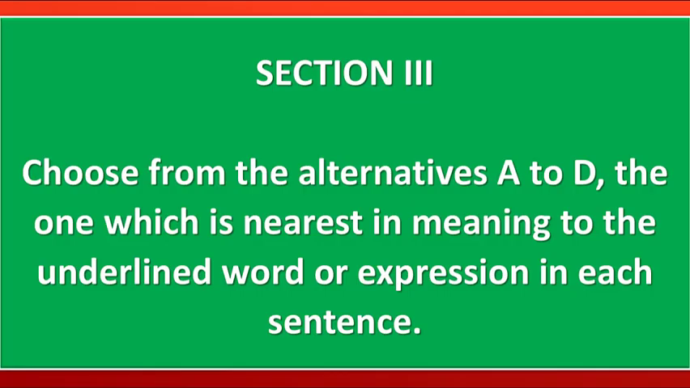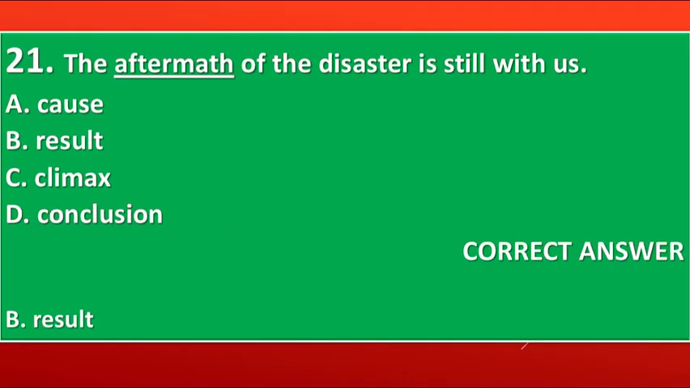Section III. Choose from the alternatives lettered A to D the one which is nearest in meaning to the underlined word or expressions in each sentence. Question 21. The aftermath of the disaster is still with us. A. Cause. B. Result. C. Climax. D. Conclusion. The correct answer to this question is B. The result of the disaster is still with us.